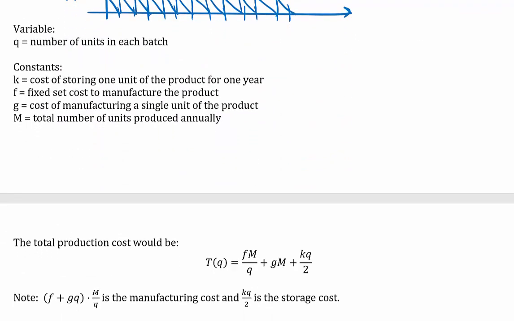We are going to say Q is the number of units per batch, and that is our variable. That's what we're solving for. Our constants: K will be the cost of storage, 1 unit for 1 year. F is a fixed cost to manufacture the product, so you could think of it as like a setup cost. Whereas G is the cost of manufacturing 1 unit, or per unit. And M will be the total number of units produced annually.